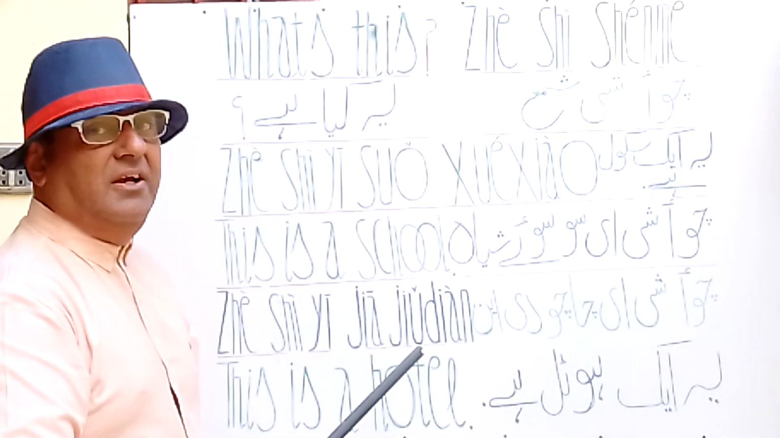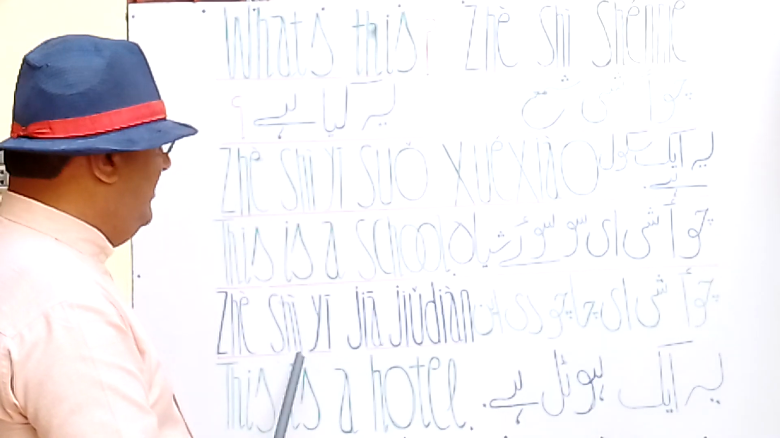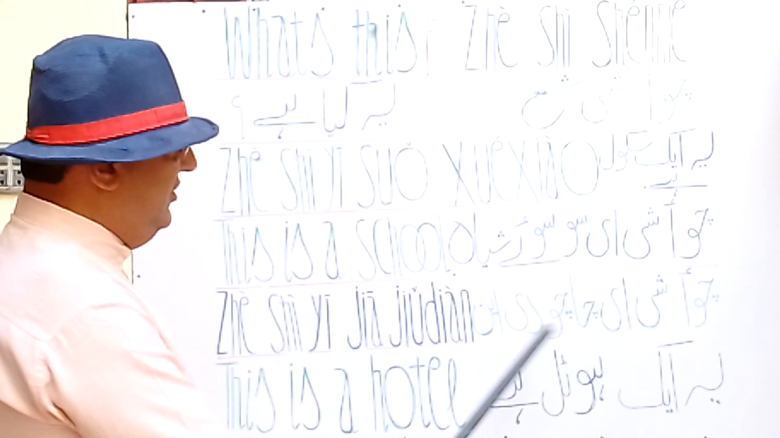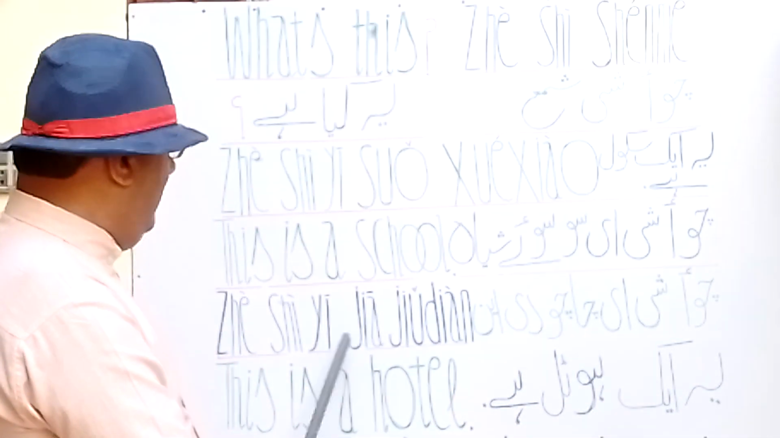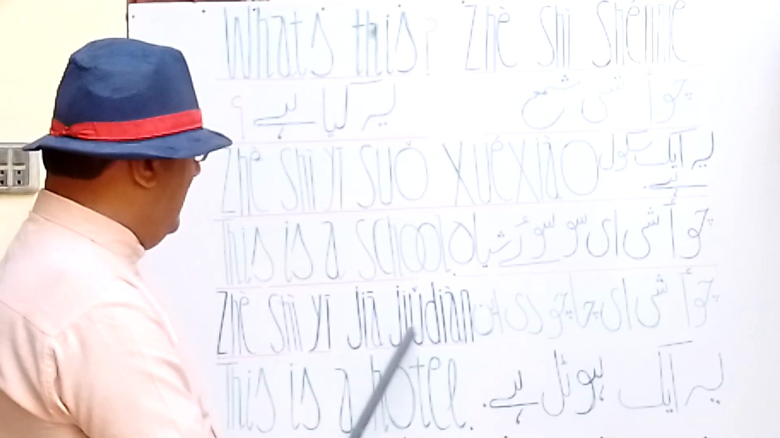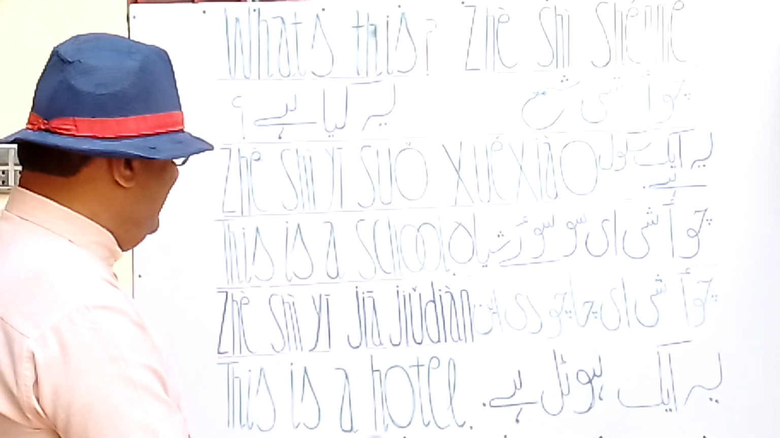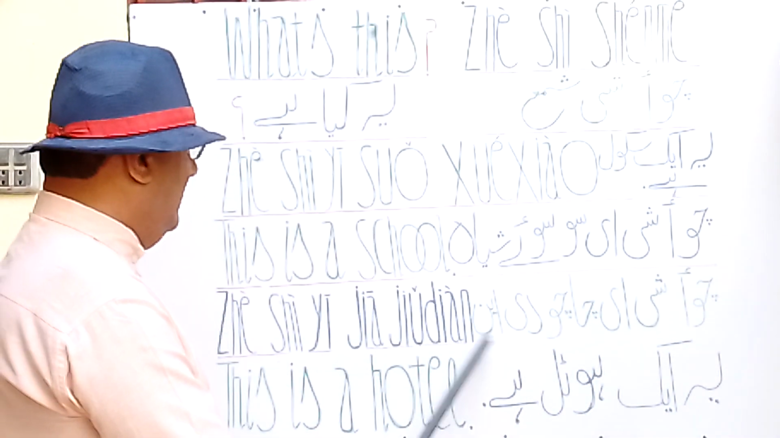Let's see the next phrase. You see, my students. Chua shi cha chu dien. This is a hotel. Chua shi cha chu dien.